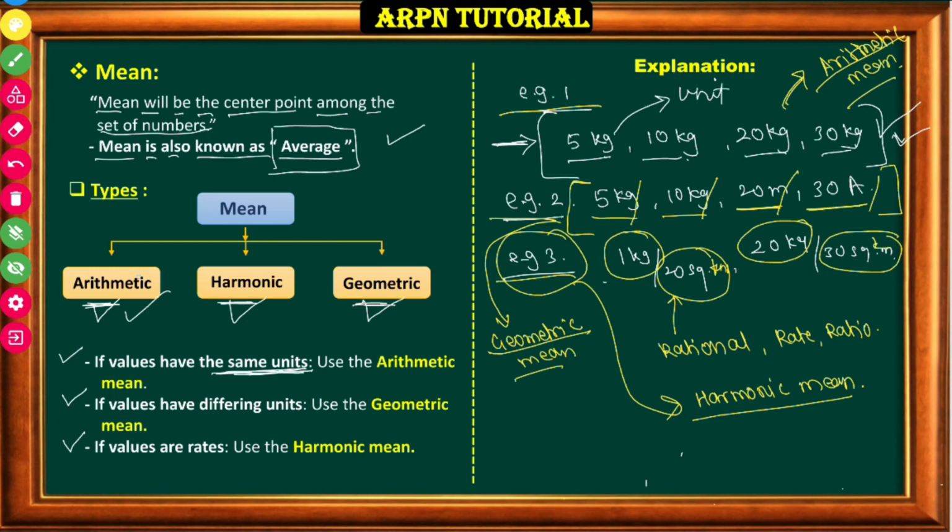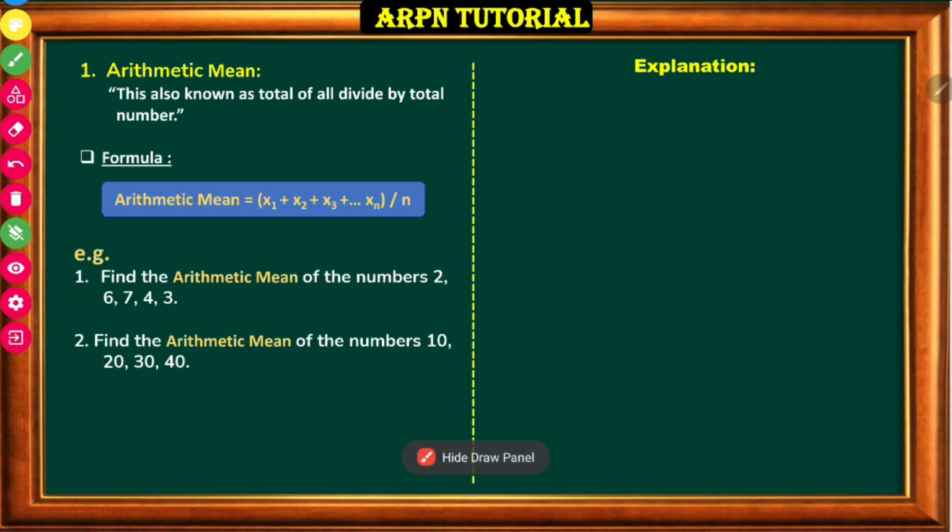So how to calculate those means? Here I got to know what the mean is. Now I have to find out the actual formulas to calculate them. Let's get started with the very first one. Here we have the arithmetic mean, and in the previous slide I explained when to use it. Let's see the formula.